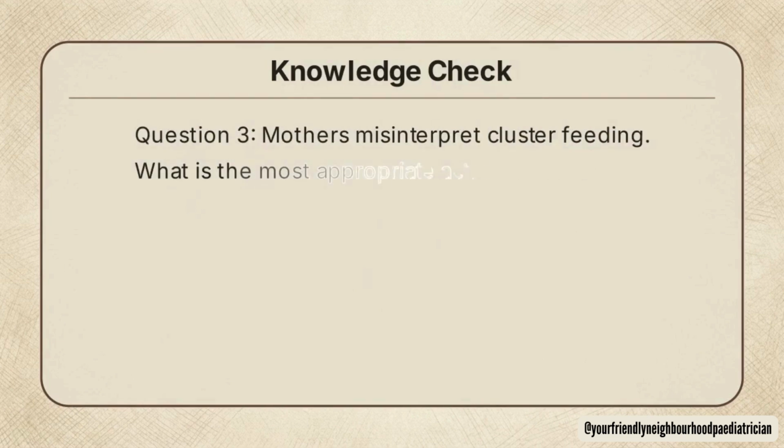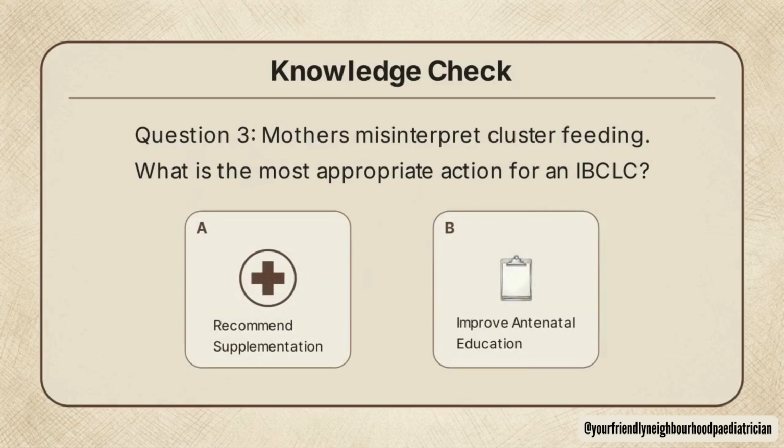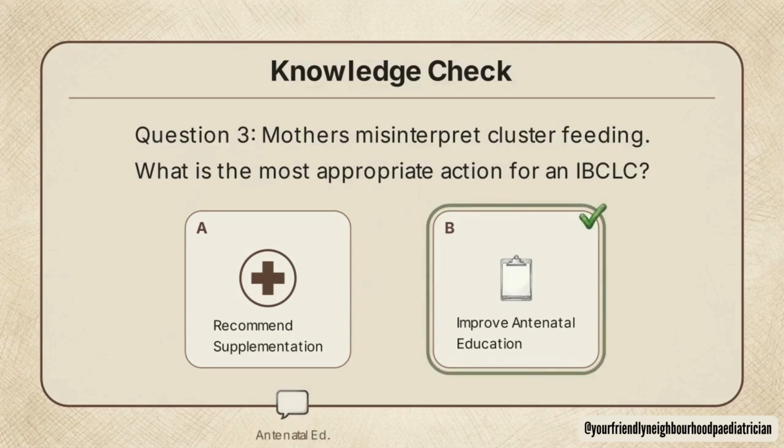Question 3. A phenomenological study reveals mothers frequently interpret normal newborn cluster feeding as insufficient milk supply. Based on this, what is the most appropriate action for an IBCLC? The correct answer is B. Qualitative findings should be utilized directly to inform and improve antenatal education, mitigating maternal anxiety before it leads to weaning.